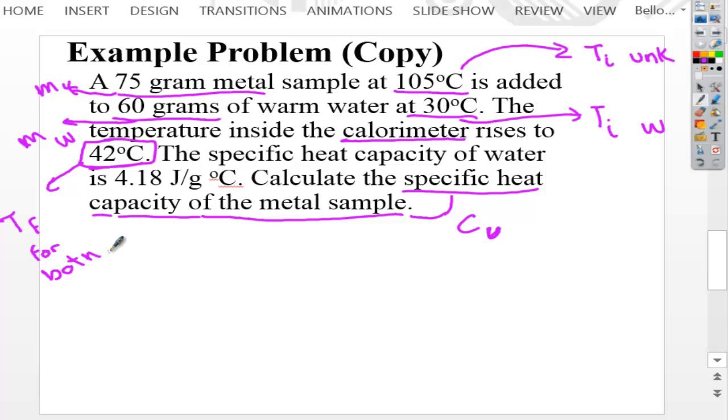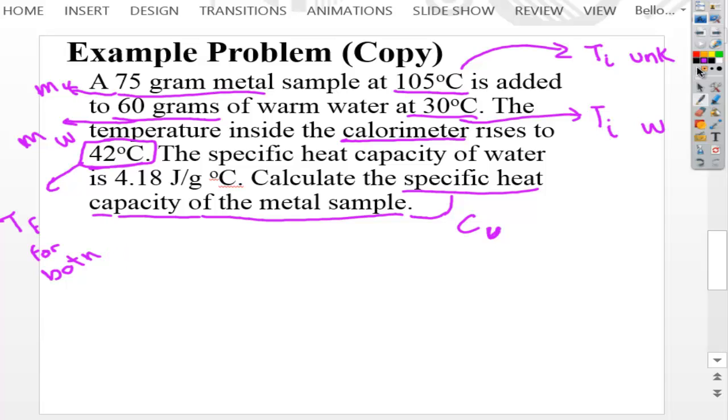Because at equilibrium, there's no heat transfer, therefore the temperatures are the same. Okay, remember that heat goes from high concentration to low concentration. If they were not at equilibrium, then the temperatures will be different. But because they're at equilibrium, the temperature finals are the same for both. Okay? And we know that the specific heat capacity for the water is 4.18.